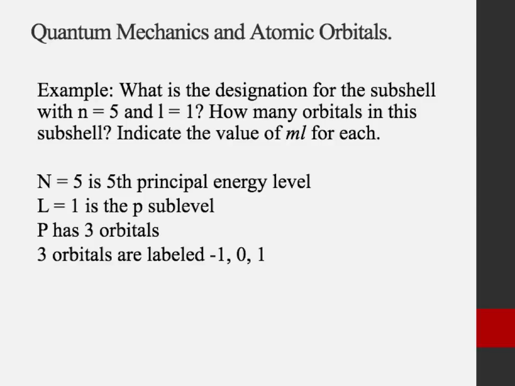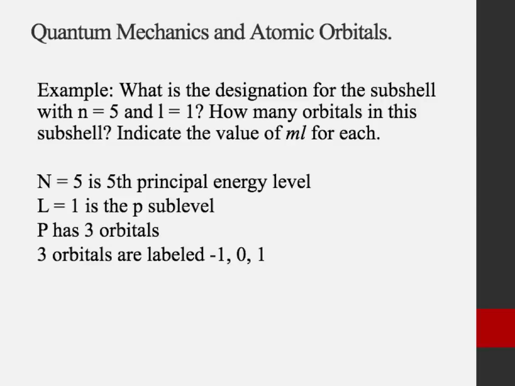So what is the designation for a subshell with n equals 5? So n equals 5 means that it's the fifth principal energy level. L equals 1 means that we are talking about the p sublevel, because remember, L equals 0 is the S, L equals 1 is the P, L equals 2 is the D, L equals 3 is the F.